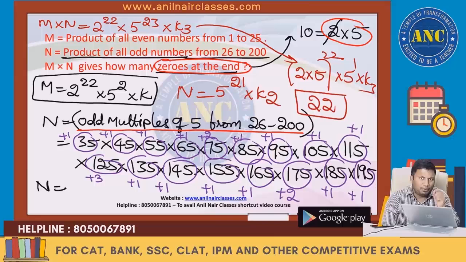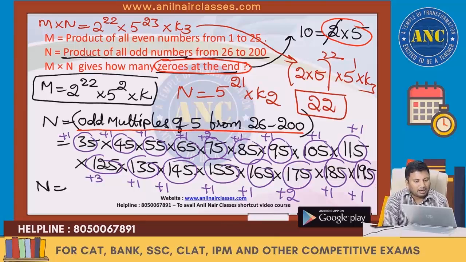A very beautiful question which tells you that the number of zeros at the end is not always the highest power of 5. Depending upon the question, it can be the highest power of 2 also. M is 2 power 22 into 5 power 2 into k.